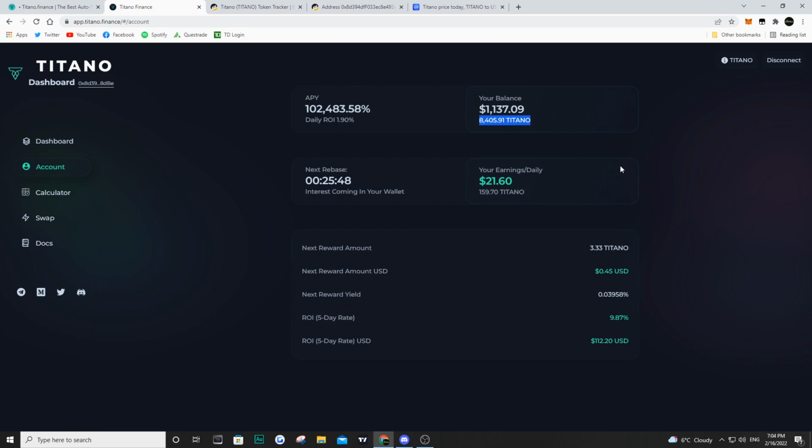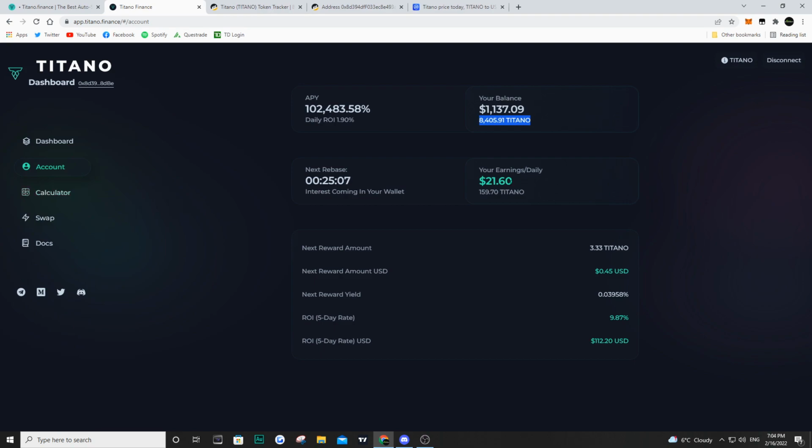So this is great. Essentially, all of the tokens you lost are now back in your wallet, and they are accumulating that crazy APY of 102,000%. If we take a look at the dashboard, we notice that the play button is no longer there. That's essentially because they are working on the contract, making it better and more secure so that when it does come back online, this never happens again.